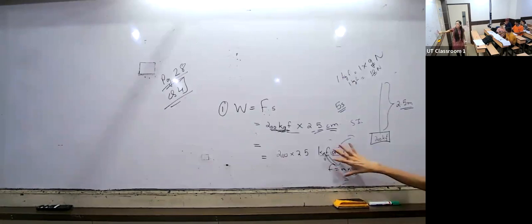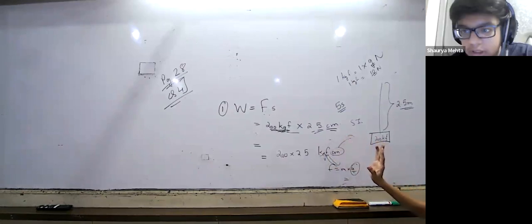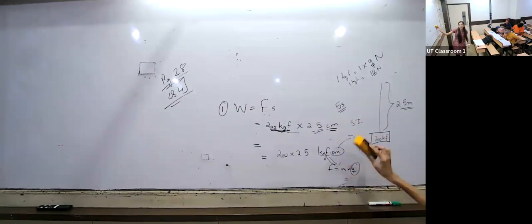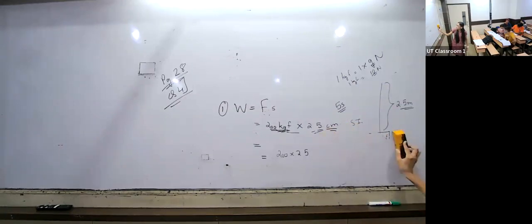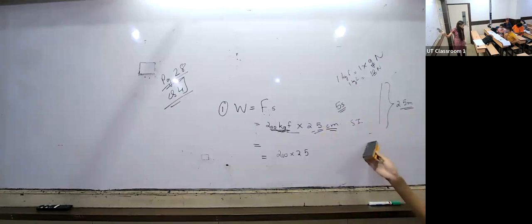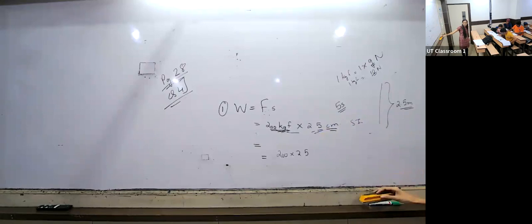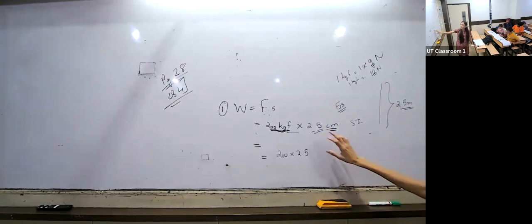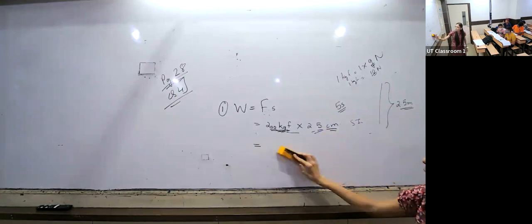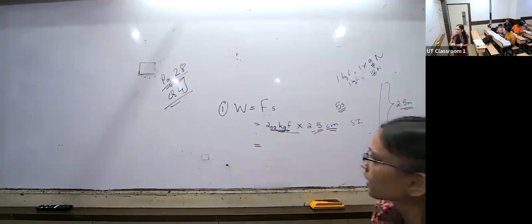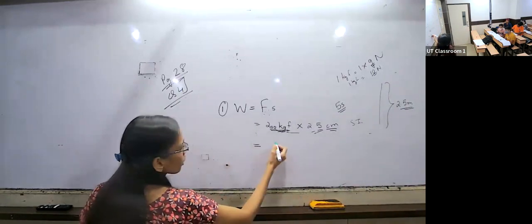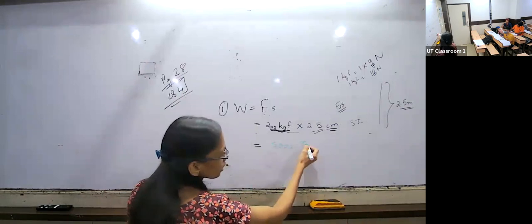Alright, so Shaurya, it is recommended that you stick to your SI unit or CGS units. In this case, it will be good if you stick to SI unit. It is easier. Do we have a second part to this question? Oh, now we have to find the power also. So work done is done. In this case, it was 5,000 joules.